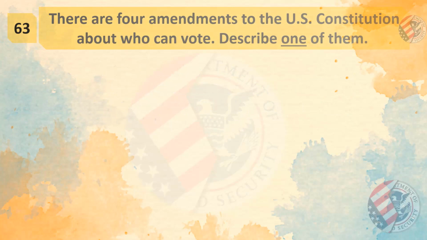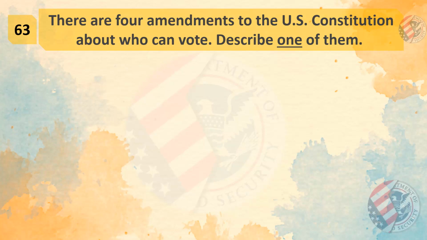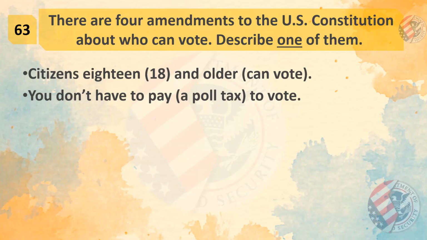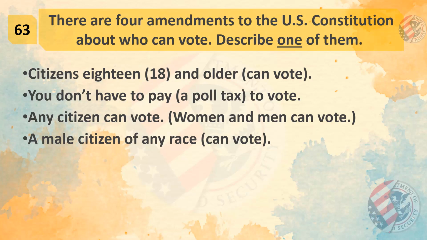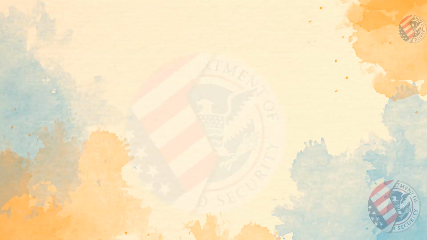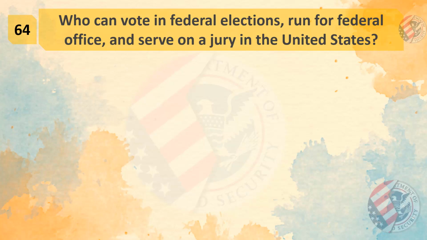There are four amendments to the US Constitution about who can vote. Describe one of them. Citizens 18 and older can vote. You don't have to pay a poll tax to vote. Any citizen can vote. Women and men can vote. A male citizen of any race can vote. Who can vote in federal elections, run for federal office, and serve on a jury in the United States? Citizens. Citizens of the United States. U.S. citizens.